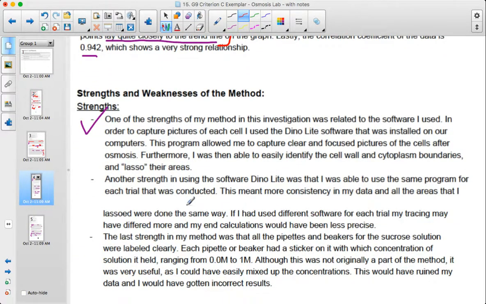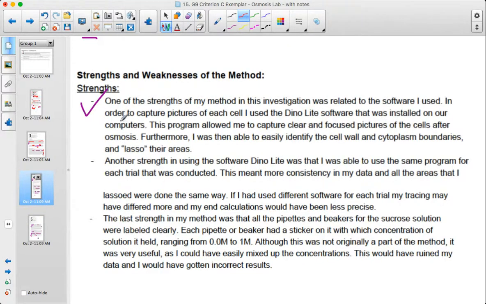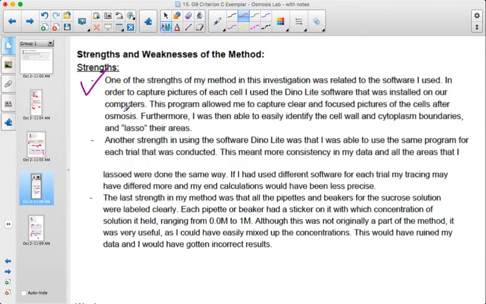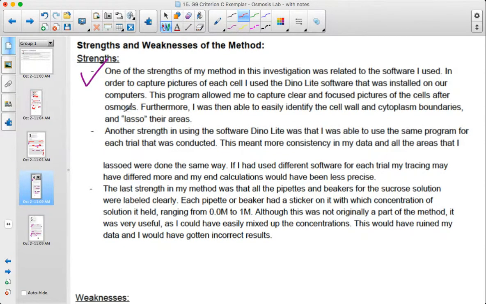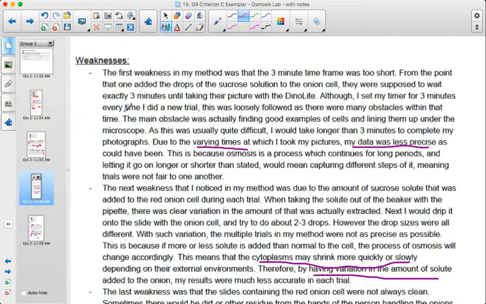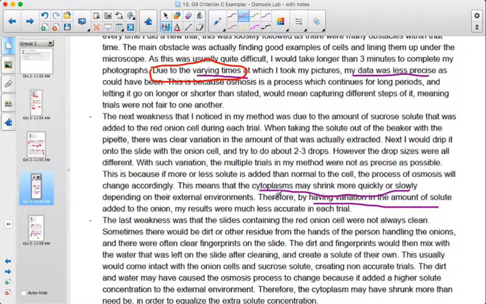In terms of strengths and weaknesses of the method, the student's done a very thorough job actually discussing very specific strengths in the method, and you can pause the video and read through the specific things that the student has written. They've also looked at weaknesses, which is probably a bit more important. The student has identified the variation in time in her method as probably one area that caused a lack of precision, that caused variation between her trials. And the person has also looked at the amount of solution that they added. So due to the amount of sucrose solution added and how that varied and how that probably had an impact as well.